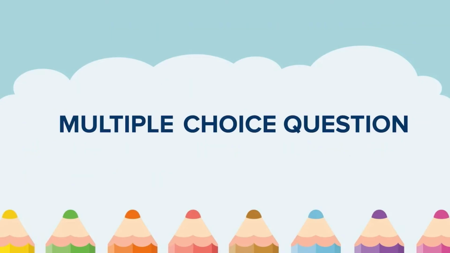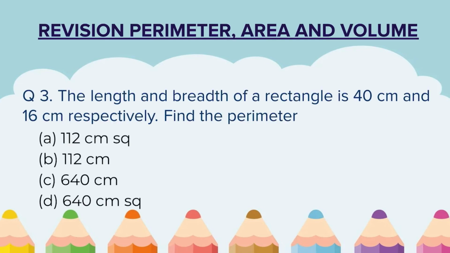Multiple choice questions. Now this is a category where you will be given 4 options and you have to choose one out of these 4. Question 3. The length and breadth of a rectangle is 40 centimeters and 16 centimeters respectively. Find the perimeter. So here 4 options are given. You have to find the correct option. Now here you can see the numbers are same in A and B but the units are different. Similarly C and D numbers are same, units are different. Choose your answer very wisely.